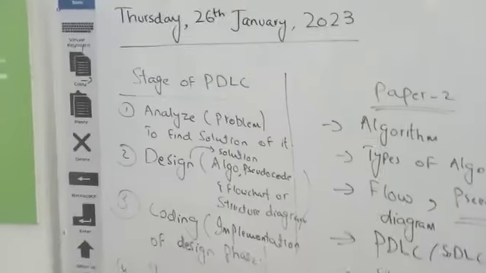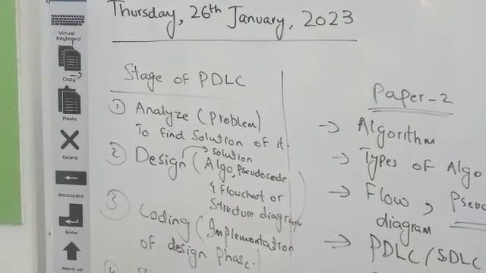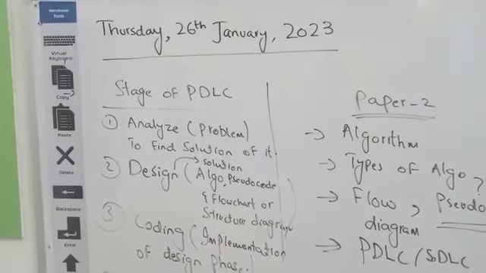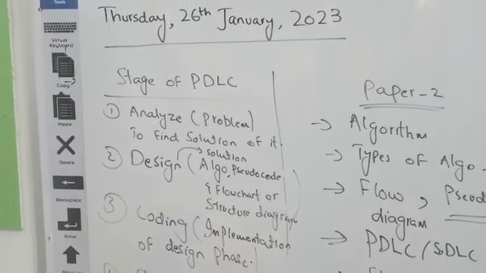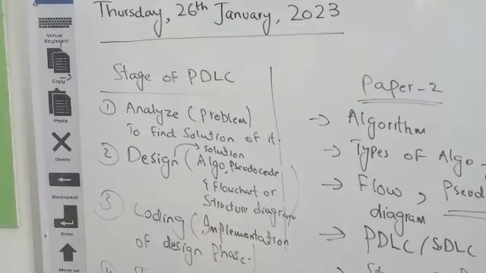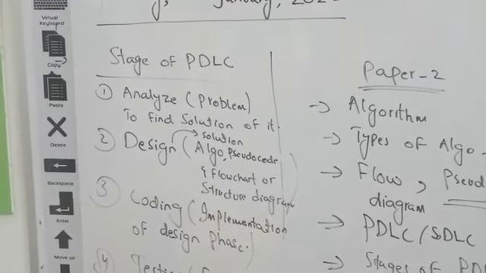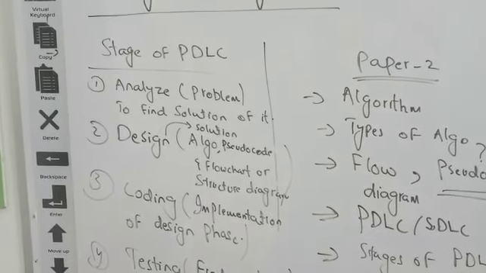And after that, look here, the stages involved in PDLC are analyze the problem, design, coding, testing, and maintenance. So in the analyze phase, we analyze the problem to find the solution for it. Why do we analyze the problem? So that we can find its reasonable solution. In the design phase, we will write its solution in the form of structure diagram, algorithm, pseudocode, or flow chart.